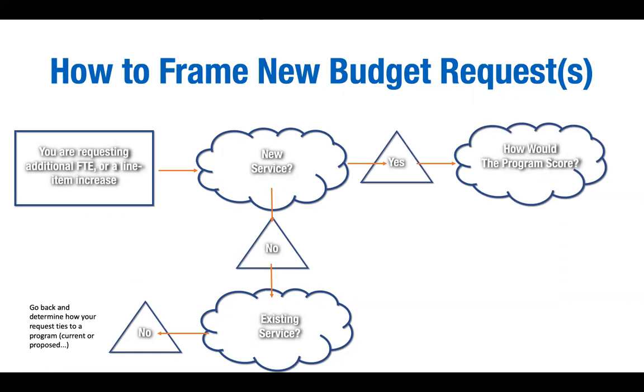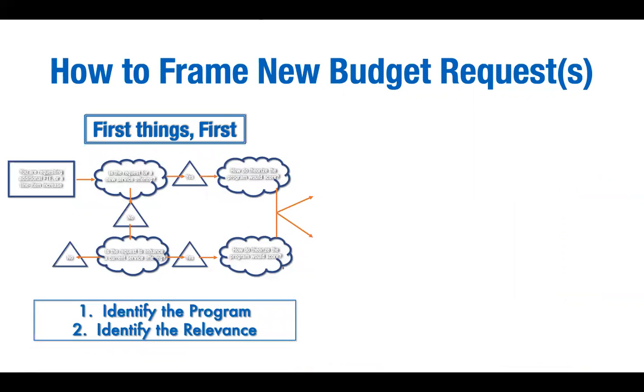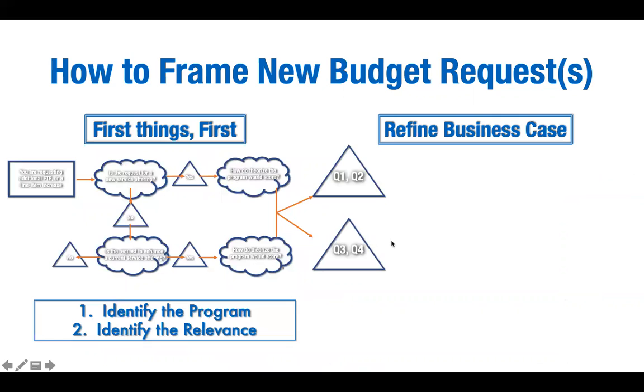If it is a new service, we need to venture a guess at how it would score. And if it's an existing service, we need to understand how did the program score, just to get some context around how compelling that budget recommendation may or may not be. And then once we have that information, there are follow-ups to refine that business case. If it's high priority or low priority, if it is related to a Q3 or Q4 program, we might say, okay, it's not automatically a bad request. You might still be able to get this funded, but tell me, does it come with program revenue?